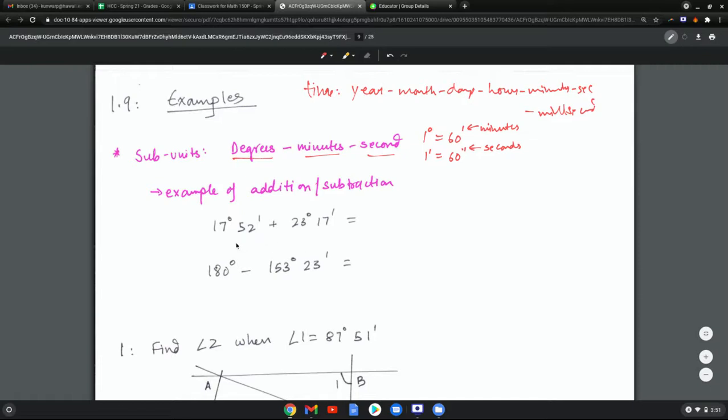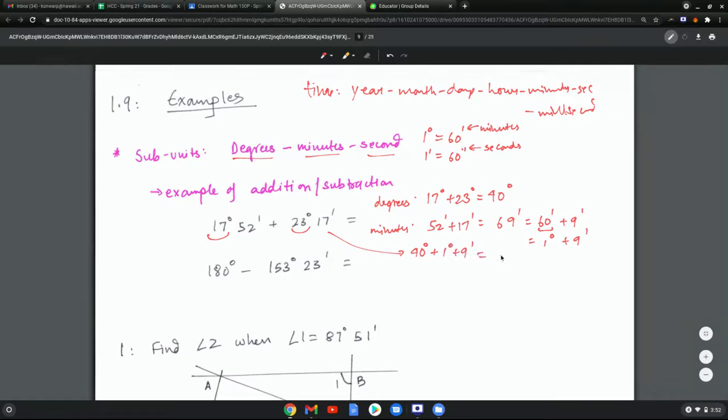For example, if I were adding these, I would add the degrees separately. The whole degrees, 17 plus 23 gives me 40 degrees. Then I add the minutes separately. 52 minutes plus 17 minutes gives me 69 minutes. Now that's more than 60, right? So I'm going to write this as 60 minutes plus 9 minutes. And I know this 60 minutes is 1 degree. So the result of this operation is going to be 40 degrees plus 1 degree plus 9 minutes. And I write that as 41 degrees, 9 minutes.